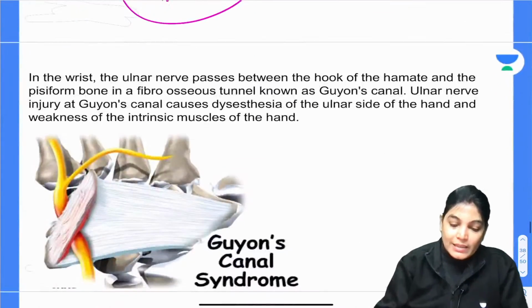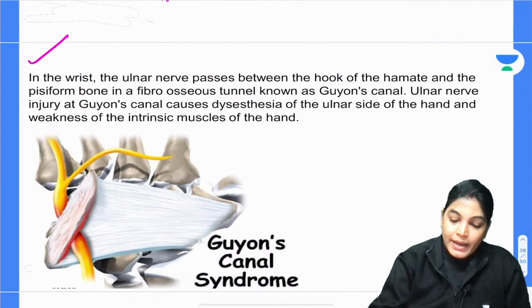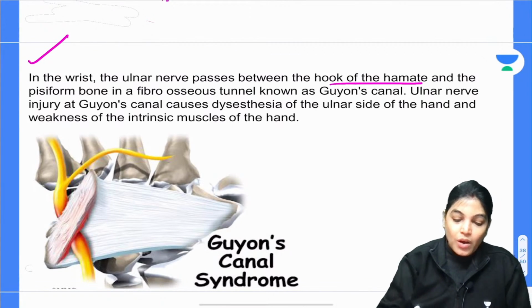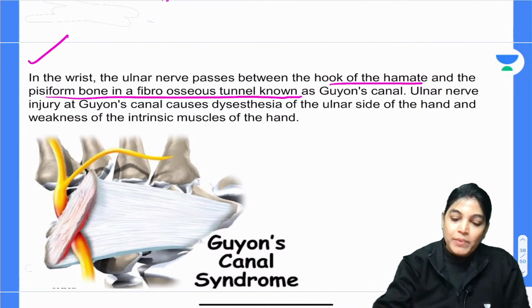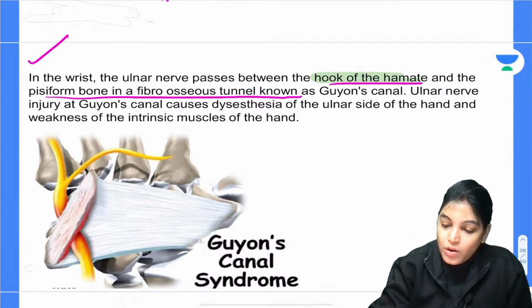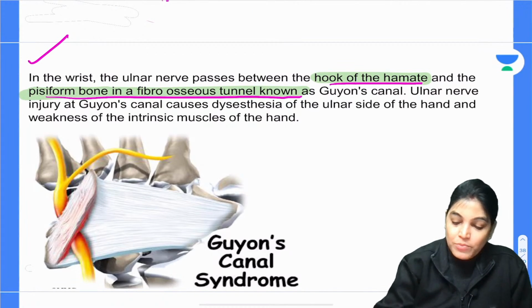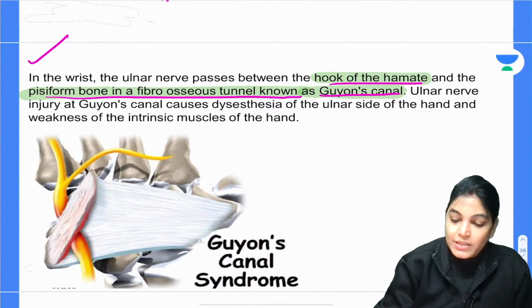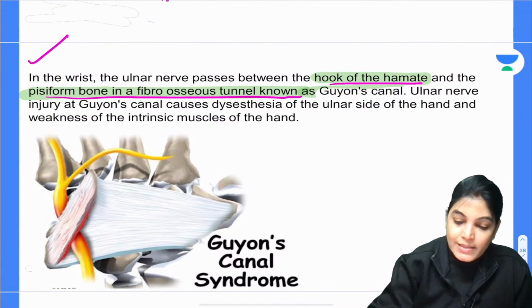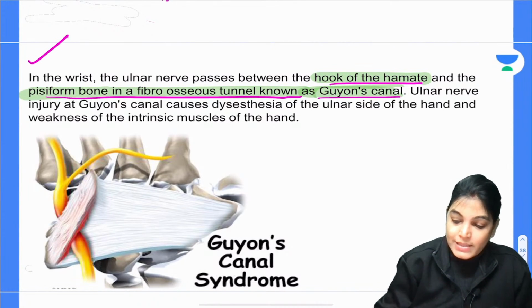Now, when I am talking about the course of the ulnar nerve in the wrist, it passes between the hook of Hamate and the pisiform bone. The space demarcated between the hook of Hamate and the pisiform bone is called a fibroosseous canal, and this is called Guyon's canal. This location is called Guyon's canal.